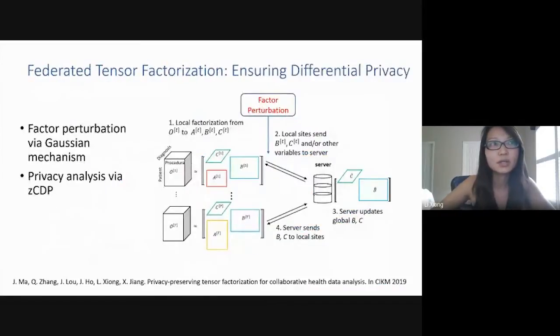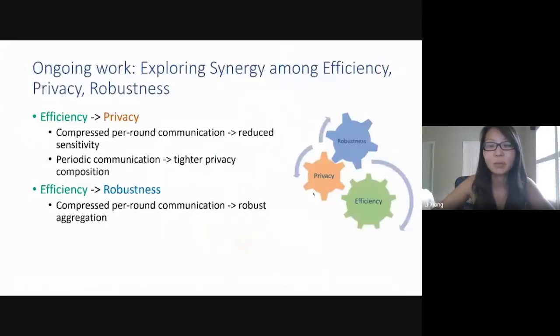So in addition to the efficiency, of course, privacy is another challenge. In our previous work, we enforced differential privacy by adding factor perturbation, basically perturbs the intermediate factors before they're sent to the server. Our hope is that given the new communication efficient strategy that we developed, we should be able to develop more efficient or more effective privacy mechanisms, taking advantage of the inherent benefit of the communication efficient techniques in terms of privacy. More generally, I think there's a very strong synergy among efficiency, privacy, and robustness, as highlighted by many talks yesterday and today.